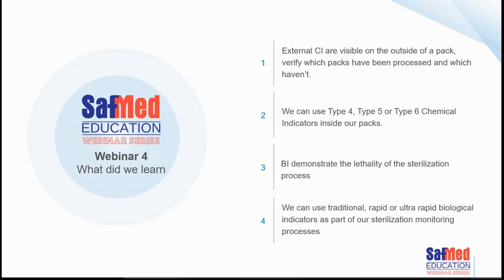If you summarize this in essence in this webinar 4, what we've learned is that external chemical indicators are visible on the outside of the pack. They verify which pack has been processed and which pack hasn't been. Type 4, type 5, and type 6 chemical indicators are used inside our packs. Type 6s, of course, are going to give us good accuracy. The biological indicators will demonstrate the lethality of the sterilization process. And of course, we can use traditional, rapid, or ultra-rapid biological indicators as part of our sterilization monitoring process.